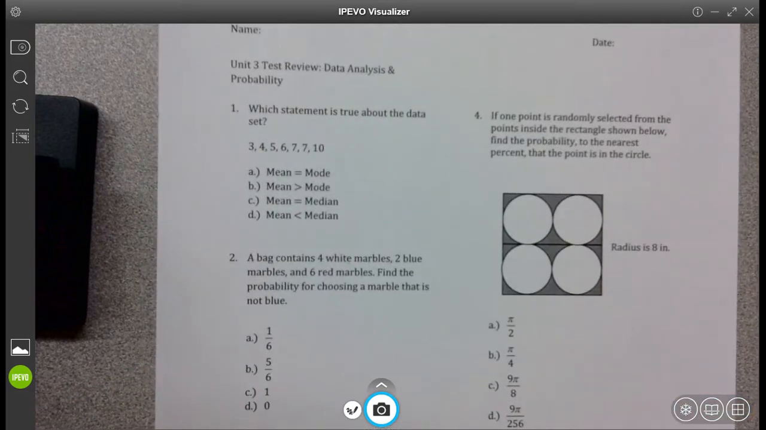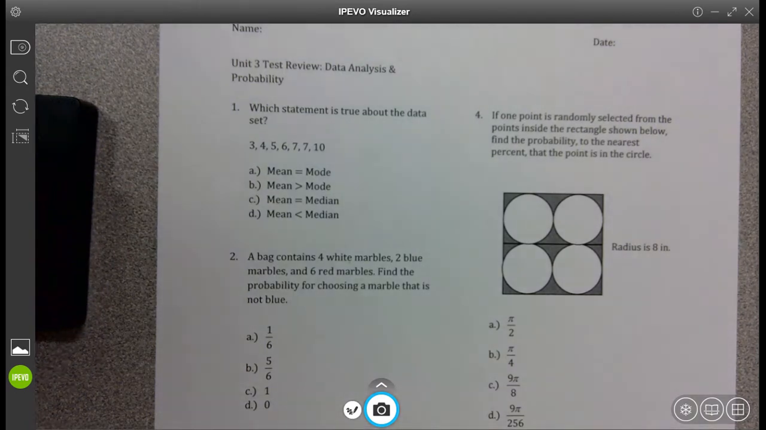This is Unit 3, which is data analysis and probability mixed together. It says, which statement is true about the data set? Is the mean equal to the mode? Is the mean greater than the mode? Is the mean equal to the median? And is the mean less than the median? So let's just try to find each one.